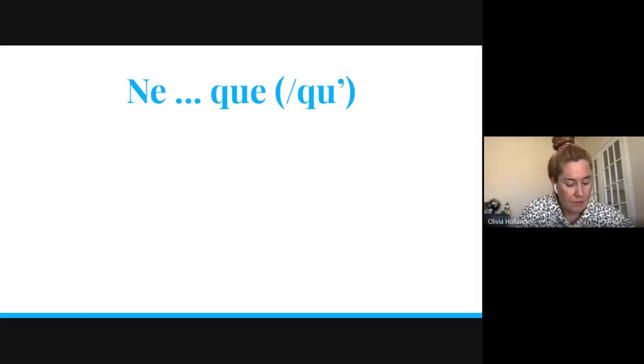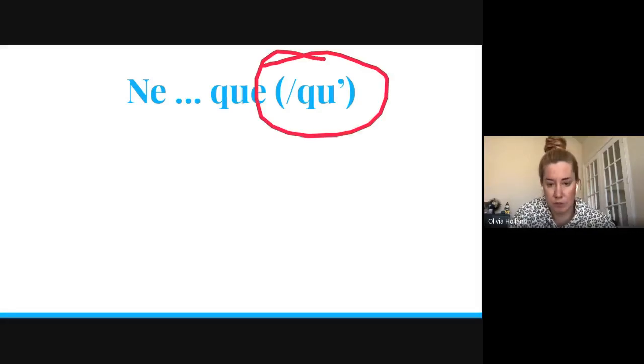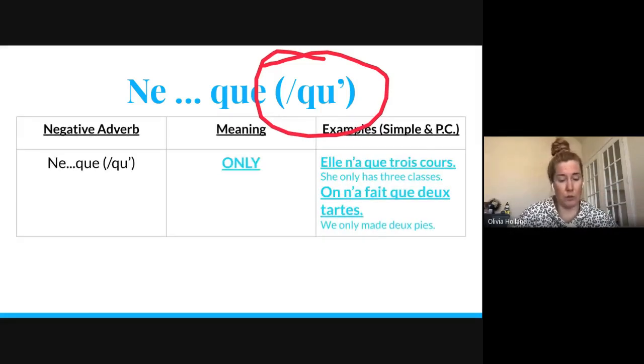All right, now we have the ne que, which one thing to note here is that the ne que can become qu' if the next word starts with a vowel. And this one means only. So for example, elle n'a que trois cours. She only has 3 classes. Okay, she only has 3 classes. Que technically means that, but in the negative form, it means only.